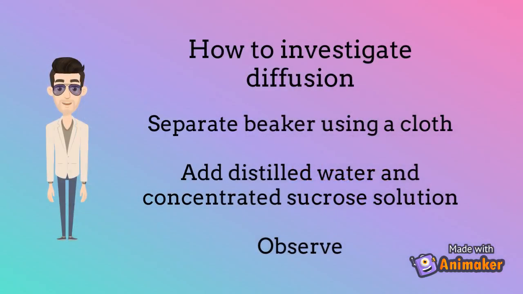How can diffusion be investigated? Take a glass beaker and separate two equal sides using a cloth. Now add distilled water on one side and concentrated sucrose solution on the other. Leave the beaker for a few minutes and you will see that the concentration in both sides of the beaker are the same. This is a result of diffusion.